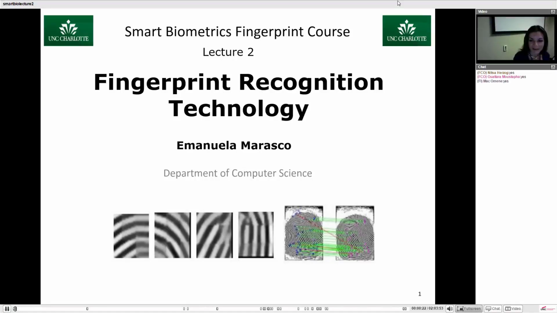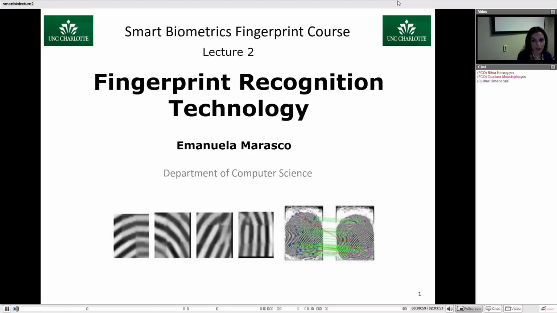So welcome back to the fingerprint course. We're going to continue the fingerprint recognition technology discussion, continuing from the point where we left off yesterday. The last question that some of you asked was related to a clarification for computing false rejection rate and false acceptance rate. So I thought to start this second lecture from an example so that we will be able to compute this error rate.